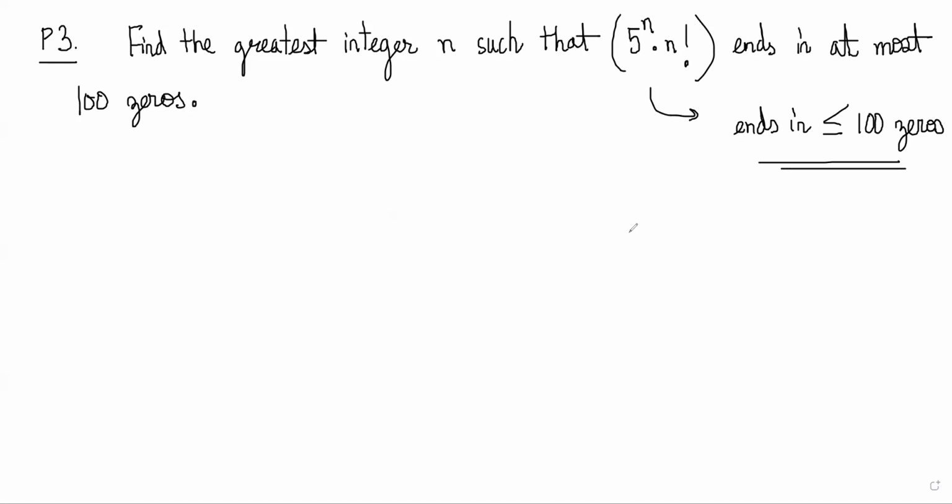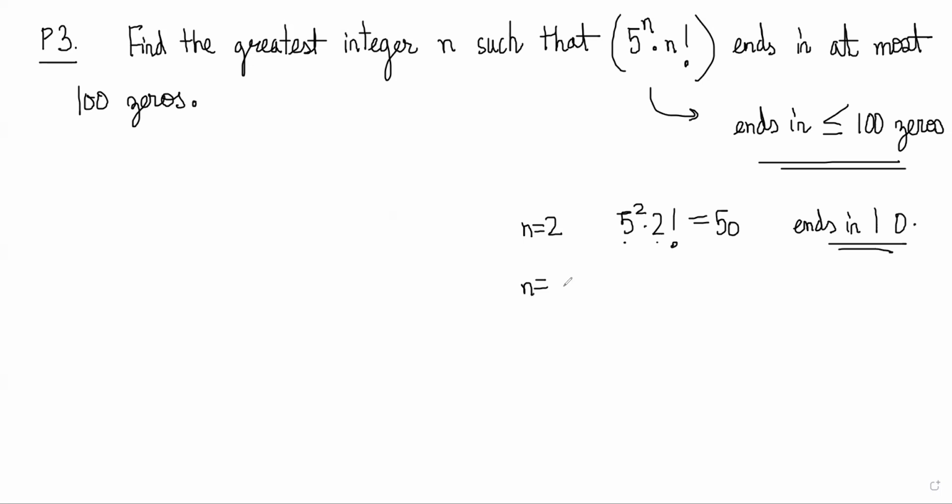Let's try to think of some small numbers first, right? If n is equal to 2, what is this? 5 square into 2 factorial. So that is 25 into 2, 50. So it ends in how many zeros? 1 zero.